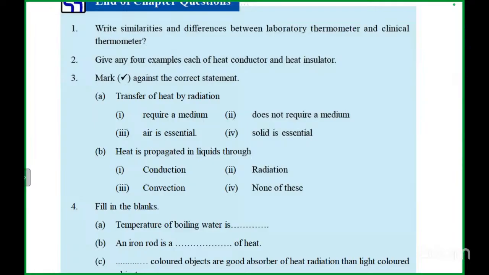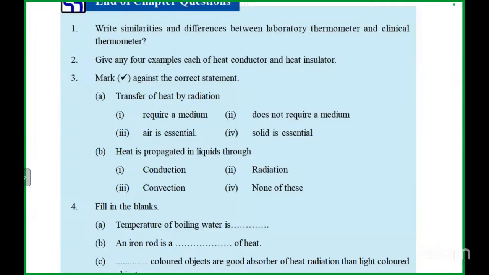Can Johanna tell me any insulator of heat? Means a material that does not conduct heat. Wood. Did you say wood? Yes. Wood does not conduct heat easily, so wood is an insulator of heat. Wood, plastic, all these materials are insulators, whereas metals are conductors of heat.